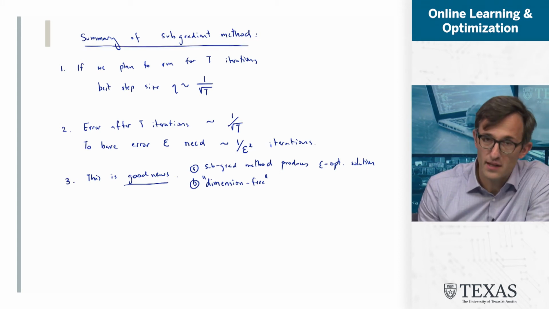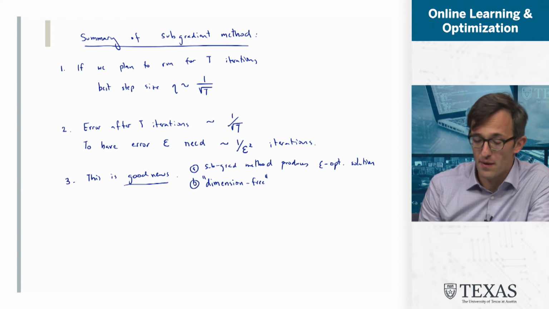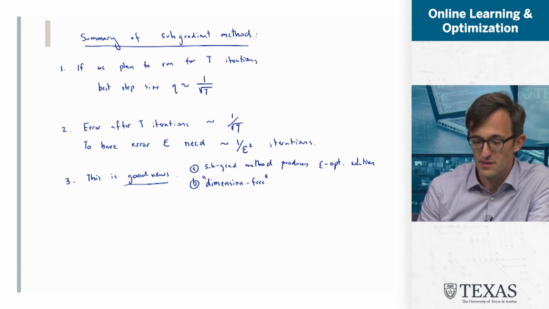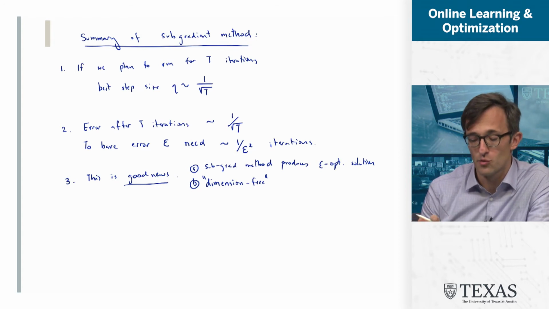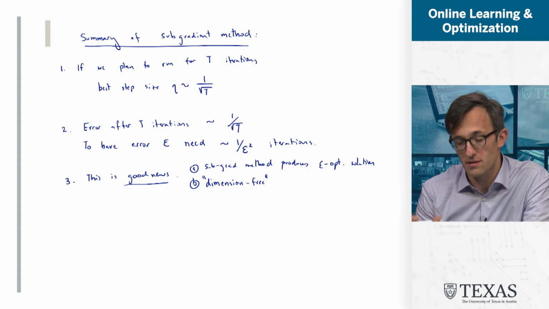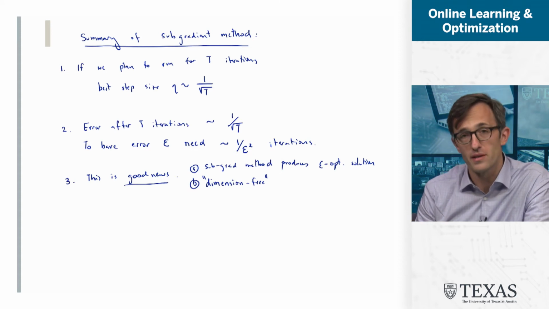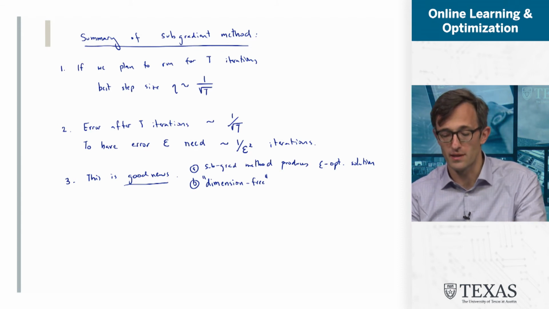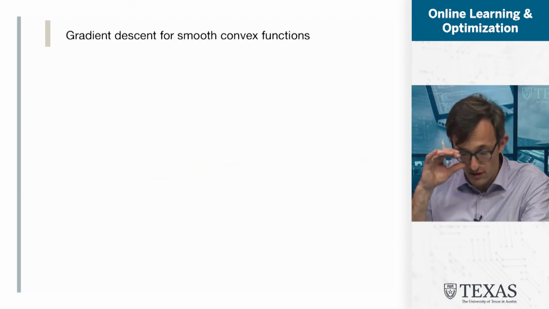That said, let's try to get some more good news for ourselves by continuing on to more structured classes of functions. So this is somehow our base result that tells us that as long as our function is convex, the subgradient method is going to work, and it's going to work with this rate. So we should expect to do better if we have smoothness or if we have strong convexity. And this is exactly what we're going to see.